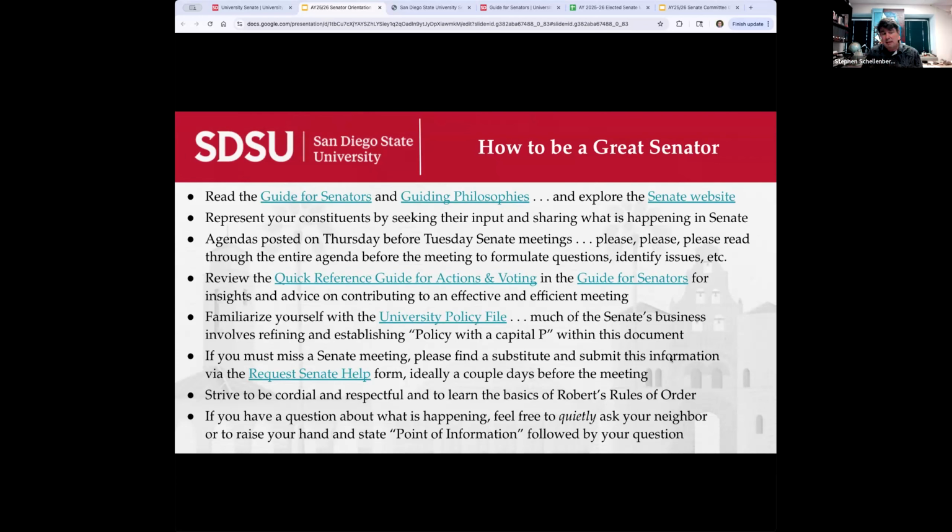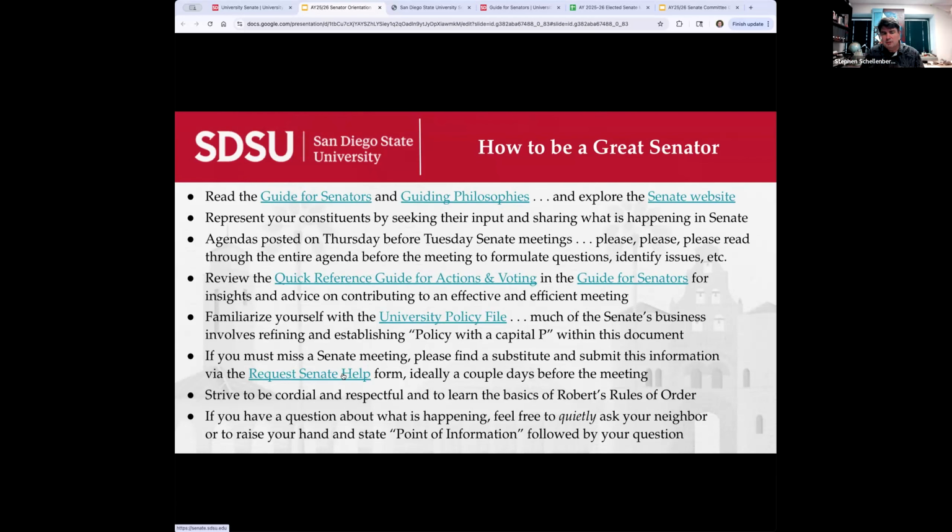If you're going to miss a Senate meeting, these are face-to-face. We're going back to face-to-face. We ask you please find a substitute and provide this information using the Request Senate Help form that's right on the Senate page, ideally a couple days beforehand. And in general, just strive to be cordial and respectful in the meetings.